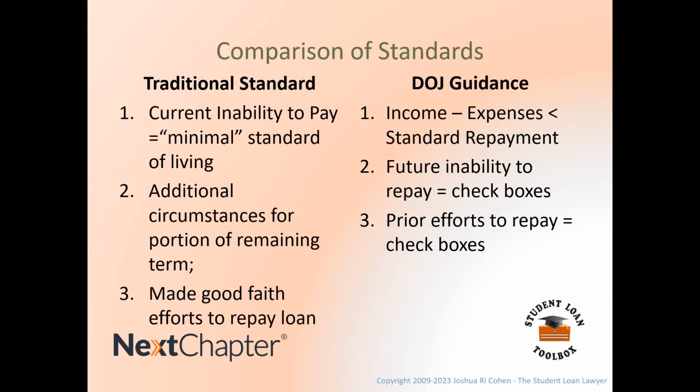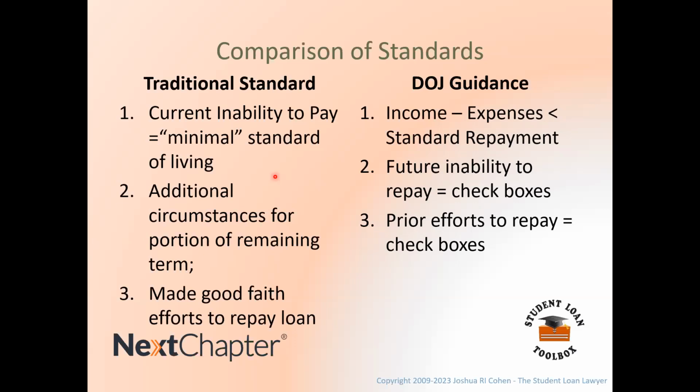Okay. Let's compare the standards. The traditional or the Brunner standard, the first prong was the current inability to pay. You can't meet your minimal standard of living. Under the new DOJ guidance, it is very simple. Income minus expenses is less than whatever the standard repayment would be. That's it. And we're going to run through these. Second prong, under Brunner, there are additional circumstances that will remain for a portion of the term of the loan. Under the DOJ guidance, it's future inability to repay. It's a bunch of check boxes. The more check boxes you have, the stronger your argument, but you only need one checkbox to get through the door.